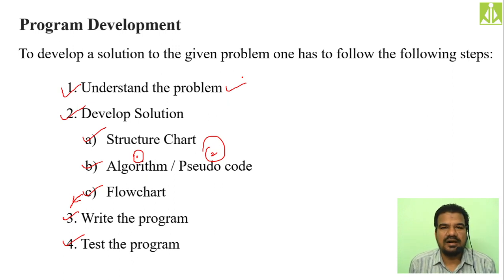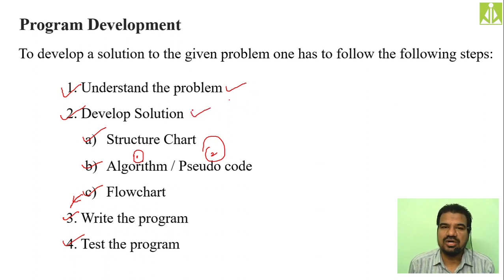After interacting with different types of stakeholders, they will write down their requirements, how they want their application to be. They will write down those requirements and read those requirements. In that way they will try to understand the problem. So understanding the problem is the first step and a very important step. Then they will develop the solution.